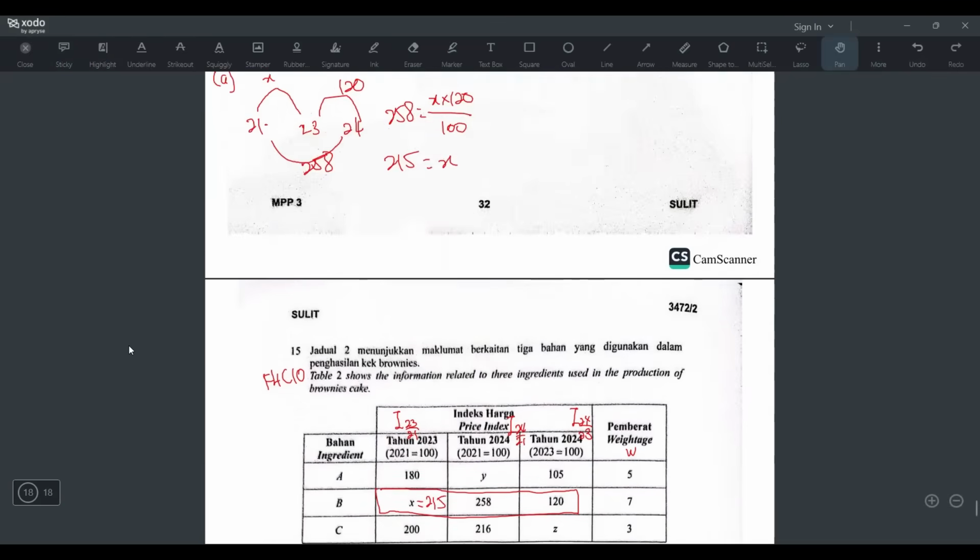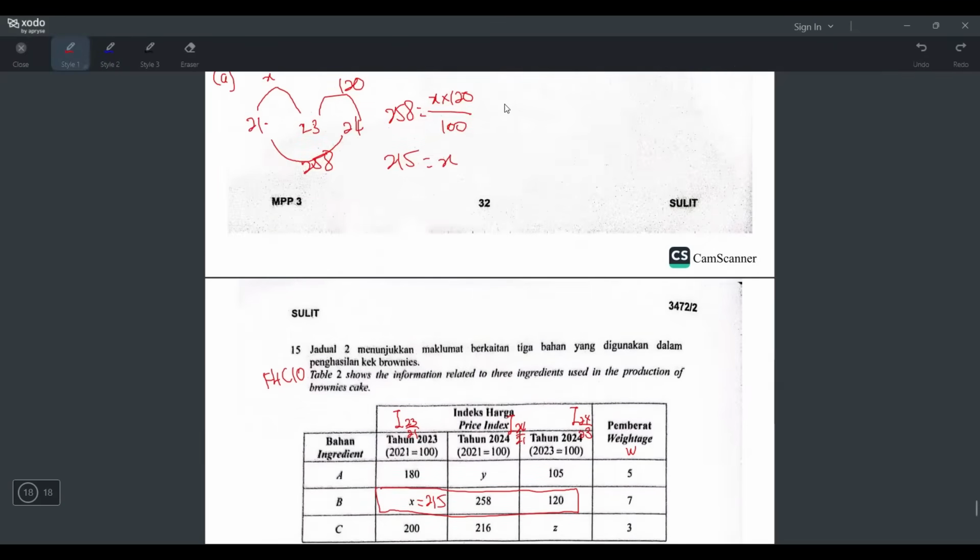Let's do Y. So my Y is also the same. I do a smiley face also. Let's draw a line to separate. This time also the years will be the same, 21, 23, 24. But this time when I want to find Y, I have to look at the ingredient A's price index. So the 180 is the same right here. Y is 24, 21, so it's here. 105 is 24, 23, so it's here. And remember the formula is always the bottom line, which is the longest line, equals top times top divided by 100. So what is your Y? 189. So that is your Y. And you can write it here also.